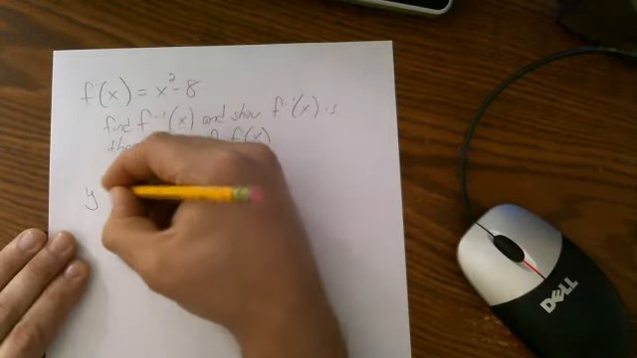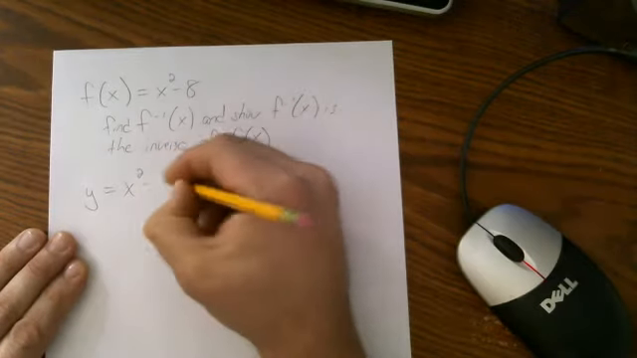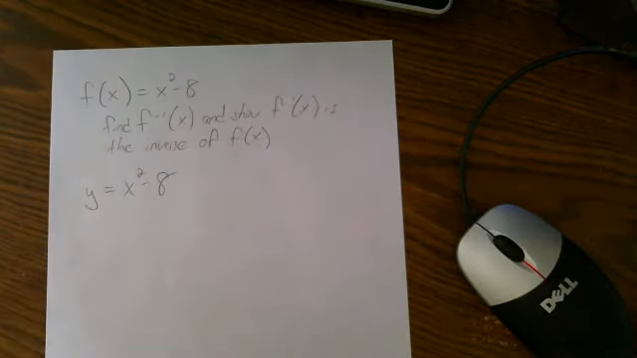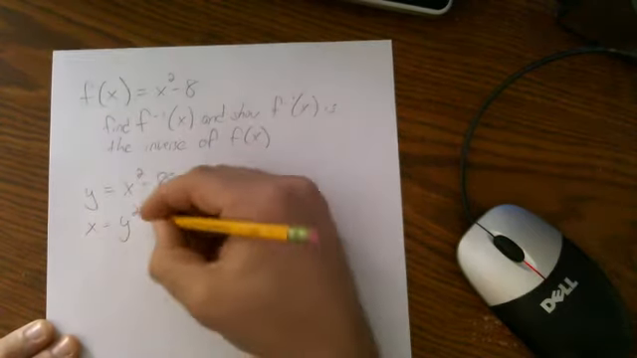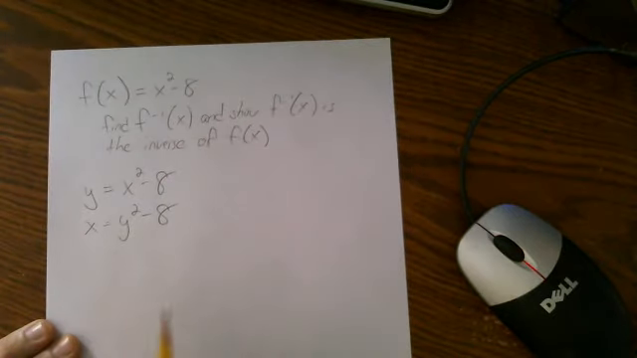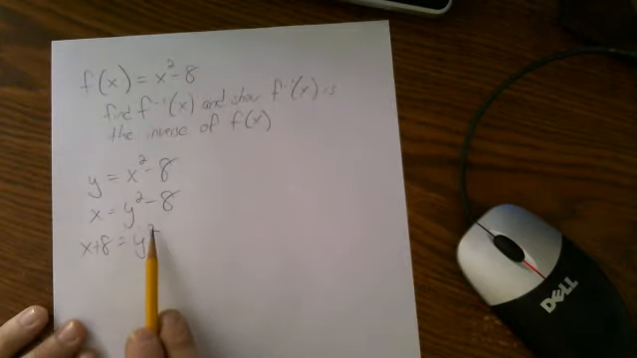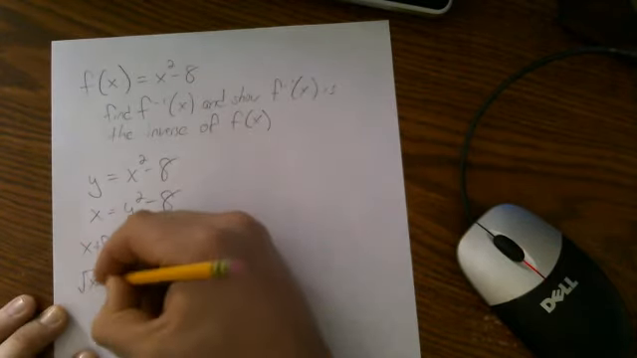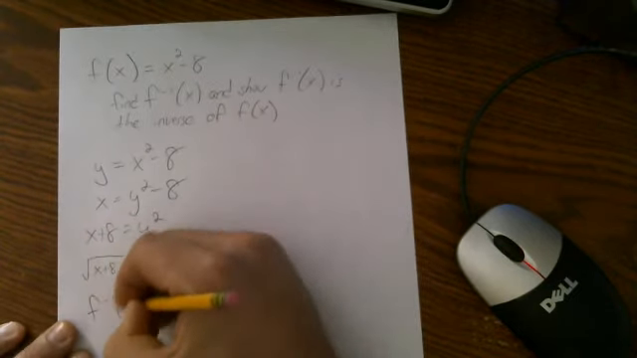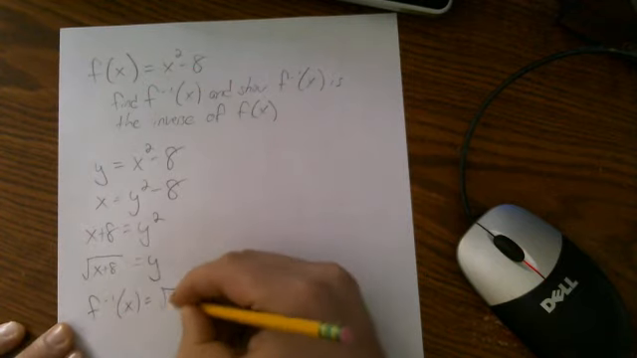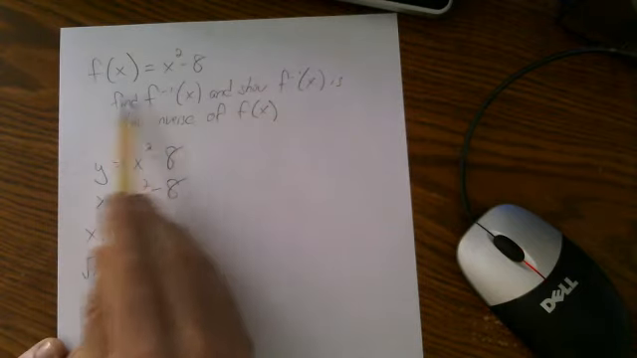So just recall, step 1 to find the inverse was express the function in terms of y equals x squared minus 8. Now we can interchange the position of x and y, and now we can solve for y. And to get rid of something being squared, take the square root. Square root of x plus 8 equals y. So now we know that f inverse of x is radical x plus 8. So we're done with finding the inverse.